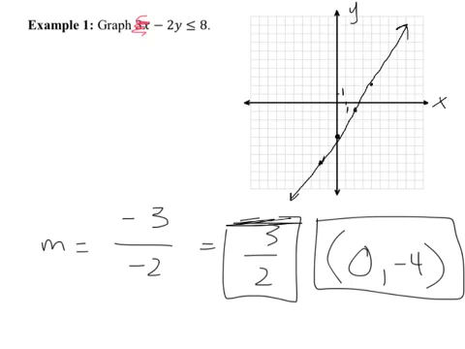The origin. Why? They're zeros. Plug 0 in both of these cases into the original. You get 0 is less than or equal to 8. Is that true? Yes, it is true. Plug in a 0 here and here. You get 0 minus 0 is less than or equal to 8. That is true. Which means that the solution lies on the side at which the origin is on. So shade everything on this side. That is your solution set.